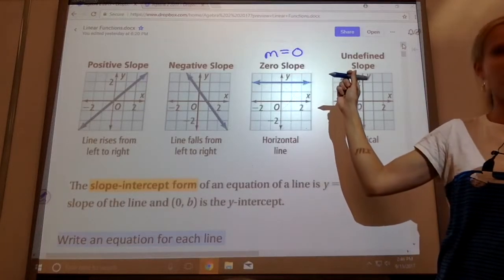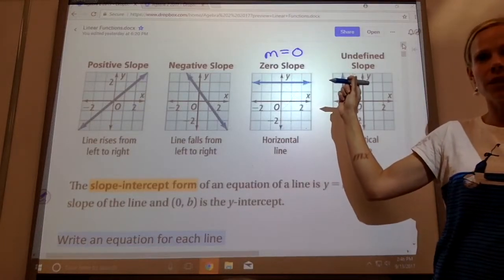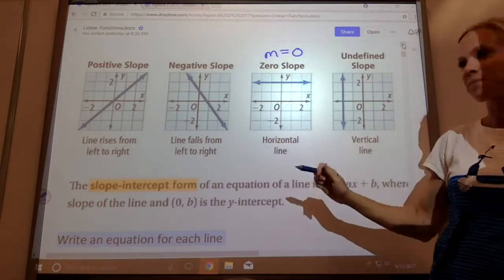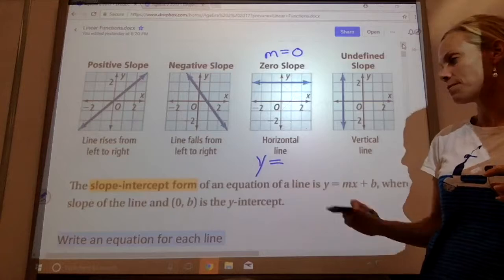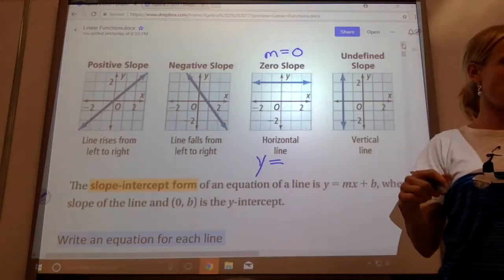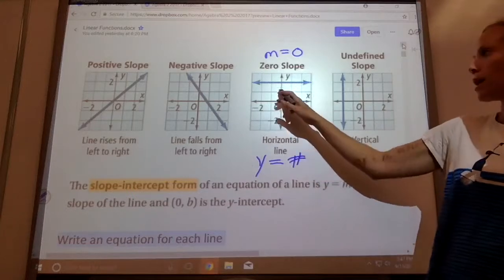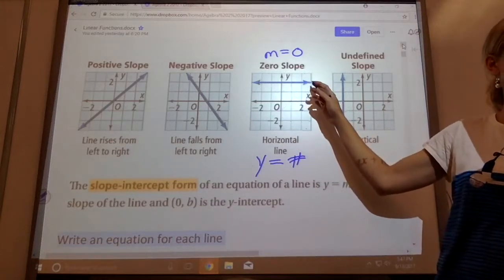Do you remember which is a horizontal line, x equals or y equals? Remember? It's a y equals. A horizontal line is y equals some number, right? In this case, y equals 2. That's what that would be.